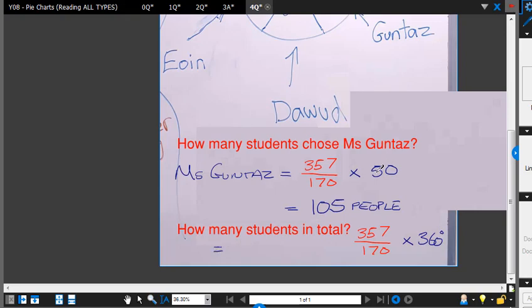Okay, so let's do this. So 10 degrees would be 21 people. So that means 60 degrees is 126 people. And 6 times 126 is 756. So the answer should be 756 people.